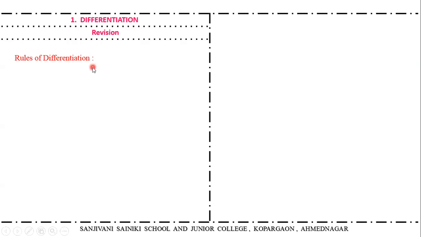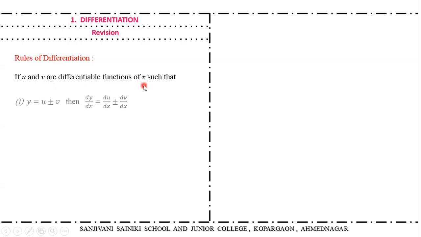Now, already we have studied the rules of differentiation. If u and v are differentiable functions of x, then y is equal to u plus v, y is equal to u minus v. That means addition of the two functions and subtraction of the two functions. How to take the derivative? There is no problem. The derivative is the derivative of their addition or derivative of their subtraction.